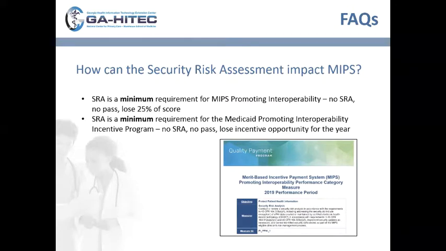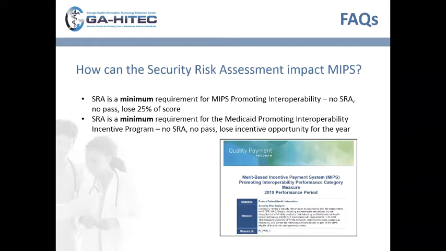How can the security risk assessment impact MIPS and also the Medicaid Incentive Program? We both know that it is a requirement. It's the first objective. You must meet all the measures or you can't attest. So unfortunately, that's something that has to be done. As Liz and Kelly have gone through the slides, you must do a mitigation plan. It must be done once a year. It's a requirement. Liz, would you like to piggyback on and give some more information on how it can impact and why it is so important to make sure this is done every year?